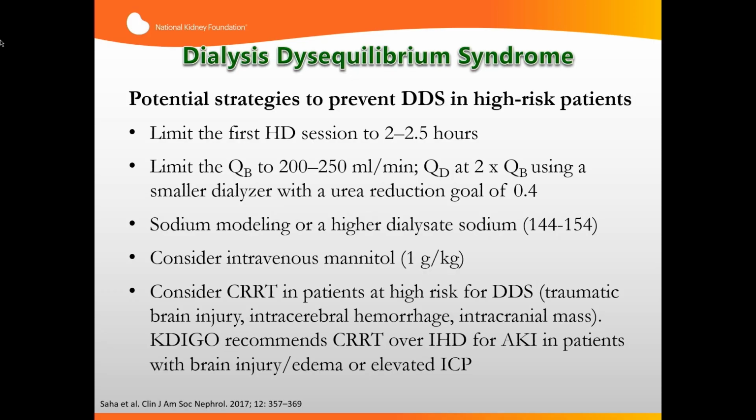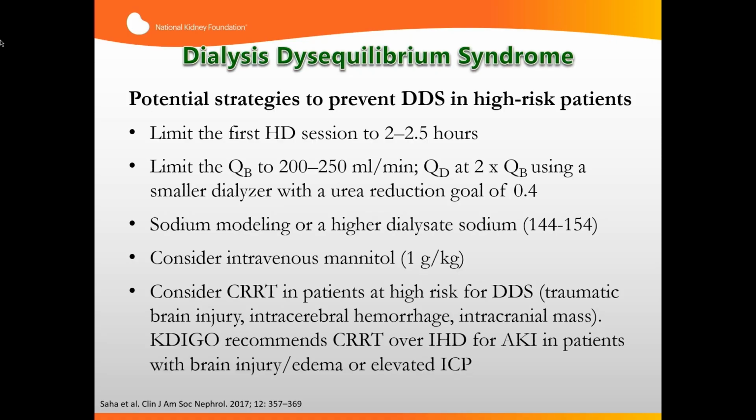So limit the first hemodialysis session to a short one, so 2 to 2.5 hours. Do a purposely inefficient dialysis, so use a co-current flow of dialysate and blood, and limit the blood flow rate to 200 to 250, and the dialysate flow rate just at twice the QB, which is around 400, and then use a small dialyzer with a urea reduction goal of 0.4. Now, you could also do sodium modeling on your dialysis machine, which means increasing the dialysate sodium. Roughly 1 millimole increase in sodium offsets the osmotic effect of 12 milligram per deciliter of urea.